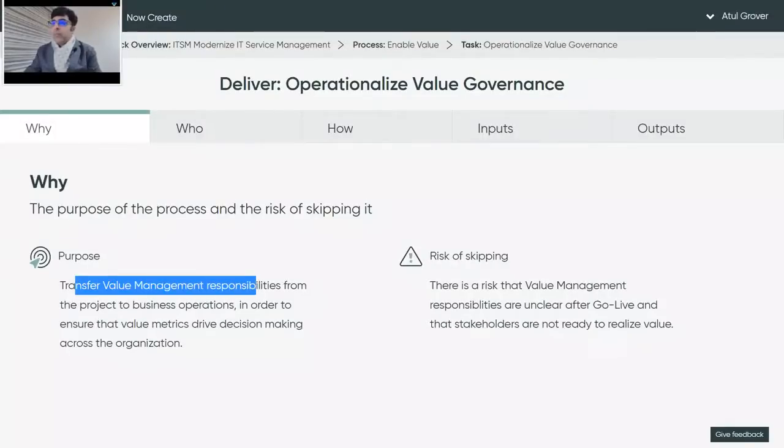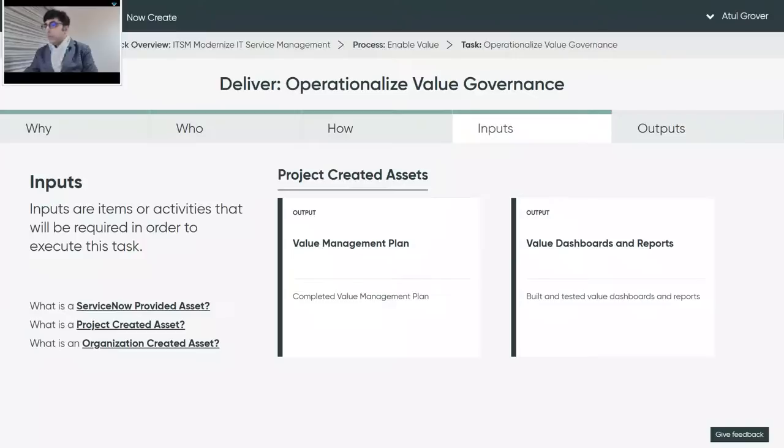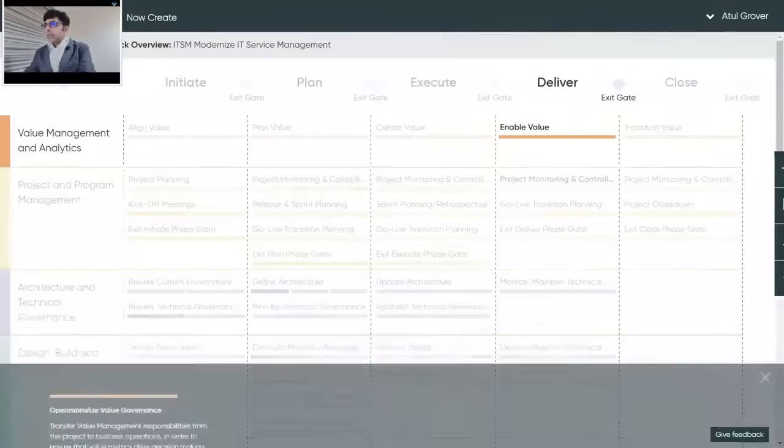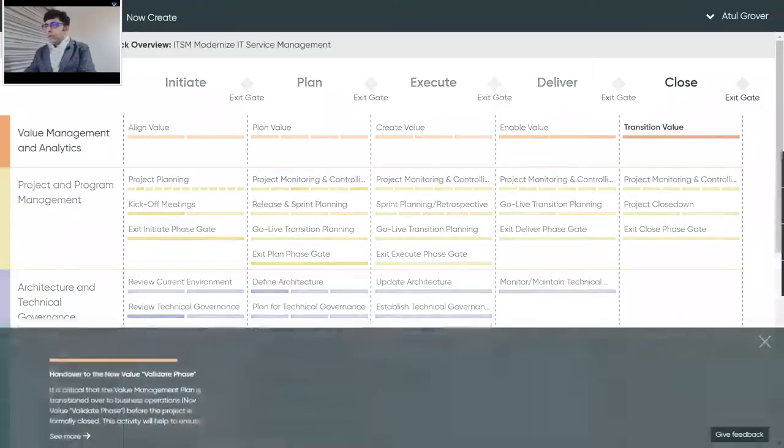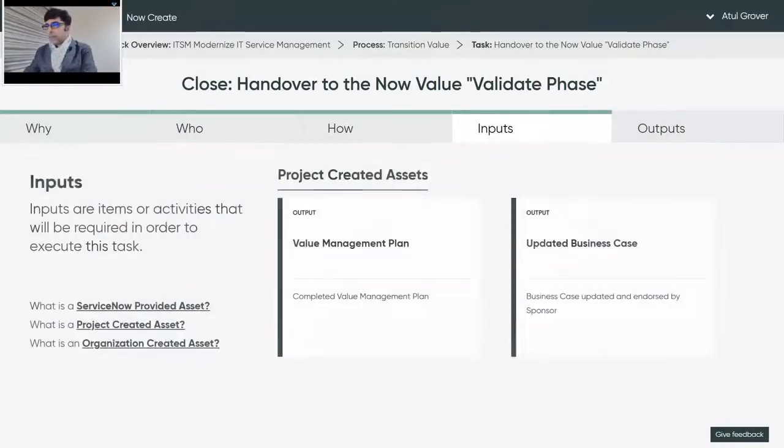So it says to transfer value management responsibility from the project to the business operation, because now you want to evaluate and do the assessment. To do this part, you can use the value management plan or the dashboards here. Maybe let me come back here and see, can we get something on the create value or the transition value? So hand over the new value, hand over to the validate phase. Again, same thing: you have to prepare a value management plan, how I can get the value and how I can calculate the value. Then you can do this part. Let me try to come back here.